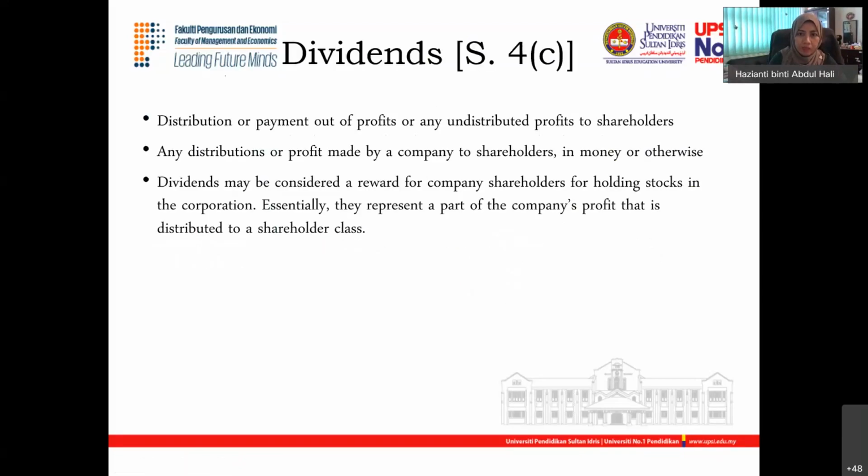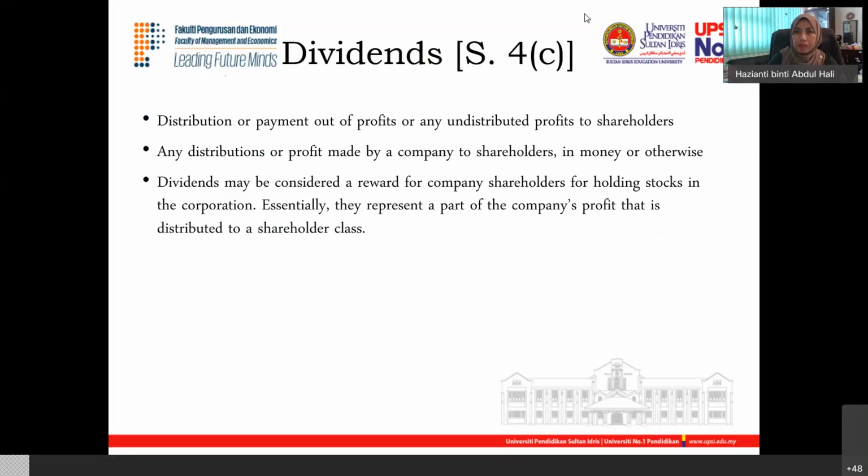First of all, let's look at dividends under section 4C. Dividend is a distribution or payment out of profits or any undistributed profits to shareholders. If you invest your money in a company and the company makes profit, the company pays you the profit in terms of dividend, that can be considered as chargeable. It can be charged under section 4C. It represents the part of the company's profit that is distributed to the shareholder class. I think everybody understands what dividend is.